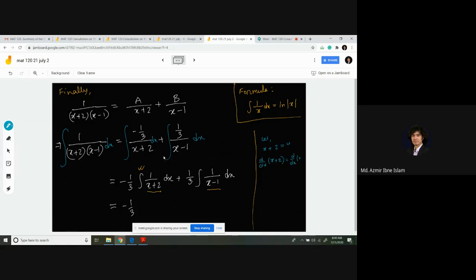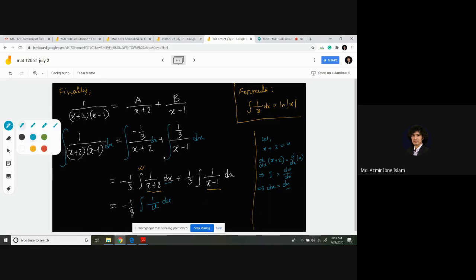We are differentiating both sides in terms of the variable x. We are getting differentiation of x is 1 and differentiation of 2 is 0. So d/dx of u, finally we can write du/dx. So that means we are getting dx equal to du. So we are converting x plus 2 to u. Is that clear? Yes, sir. That's clear, sir. dx is found to be du.